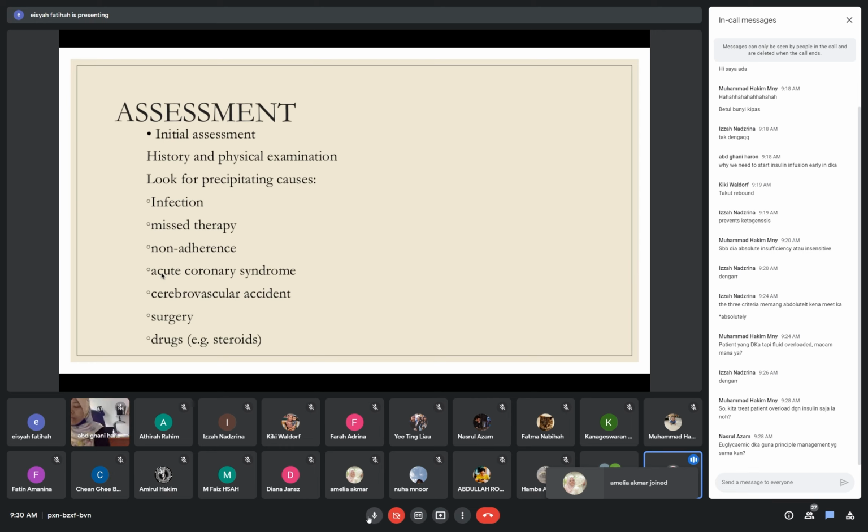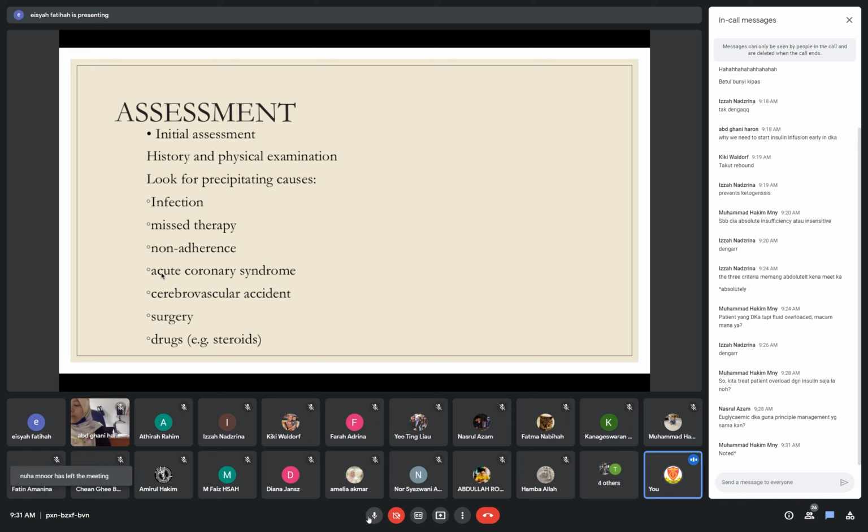So jadi bila hakim tanya kita treat patient overload dengan insulin sahaja ni, kena define betul-betul apa maksud overload tu. Kalau overload as in fluid in the wrong space, tapi by assessment patient tu masih intravascularly under volume, you still kena bagi fluid. Okay, this is the time where you will see patient to manage fluid bagi, furosemide pun bagi.